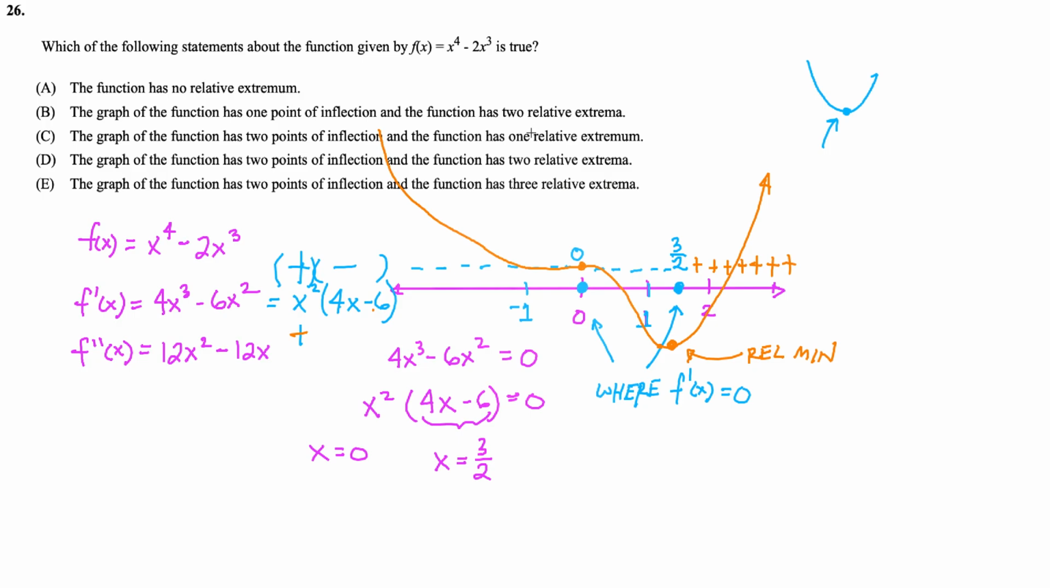So there's one relative extreme, so it's either this one. Oh, and then there you go. You already know. Just from that, your choice is C, and you don't even need to worry about the other ones because it's the only one with one relative extremum.